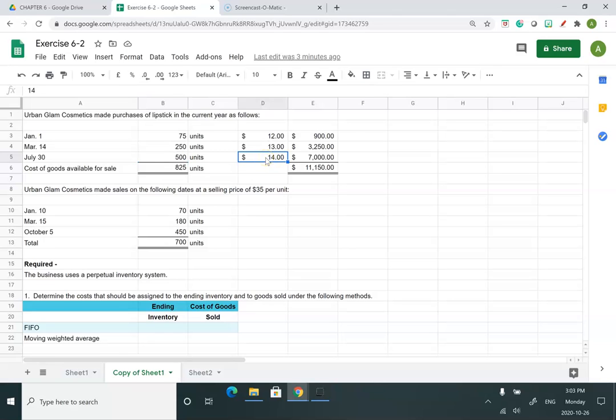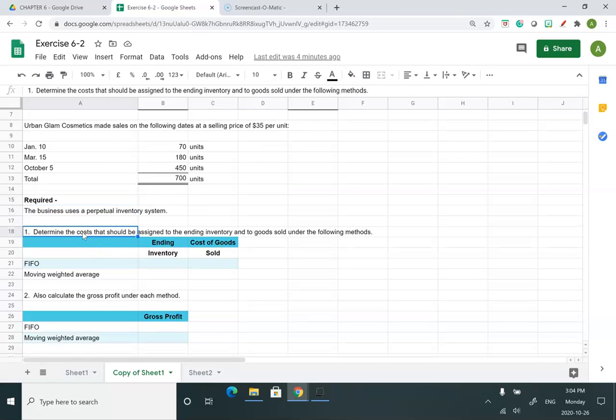Just to remind you, when we buy product that we're going to sell, we put it into an inventory account first. And once we make the sale, we take it out of inventory and move it on into our income statement under cost of goods sold. Then it tells us that we sold 70 units on January 10th, 180 units on March 15th, and 450 units on October 5th. And it says that we use a perpetual inventory system, which means it's real time. So every time we make a sale, it goes out of our inventory.